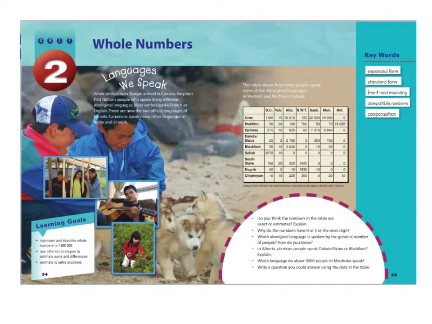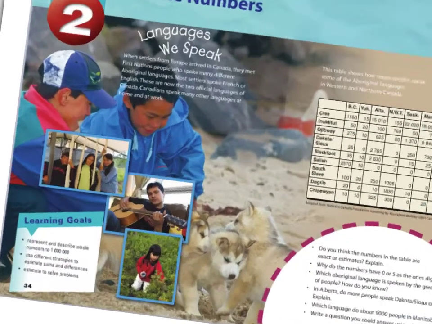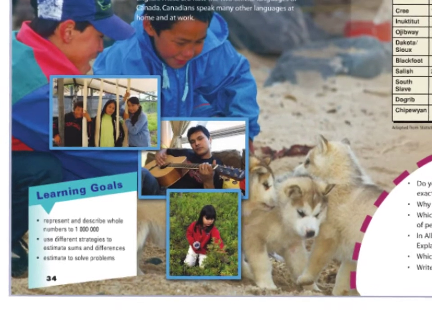Today we are starting our unit on place value and whole numbers and how to represent those whole numbers. You can see that our learning goals for today are right here. We will be representing and describing whole numbers up to 1 million. We are going to be using different strategies to estimate sums and differences. Sums, remember, are adding, differences are subtracting, and we're going to estimate to solve problems.